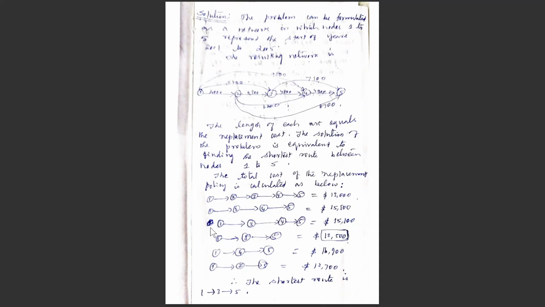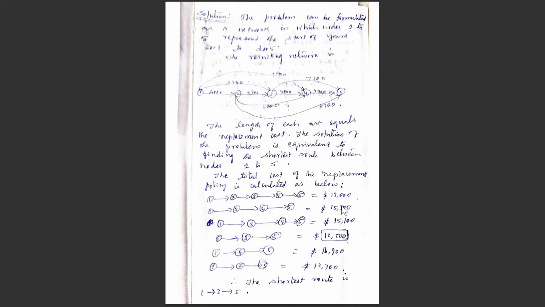Similarly, in the next path, 1 to 3, 3 to 4, 4 to 5, the total cost is $15,100. If you take the path 1 to 3, 3 to 5, the cost is $12,500. The next path, 1 to 4, 4 to 5, costs $16,900. In the last path, 1 to 2, 2 to 5, the cost is $12,700.